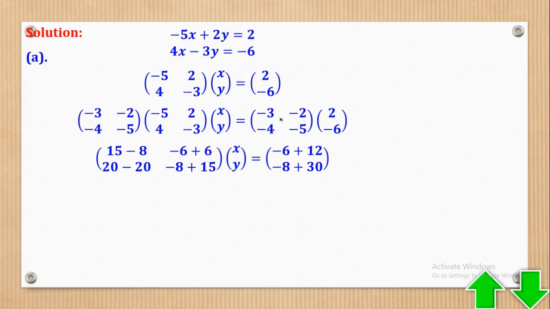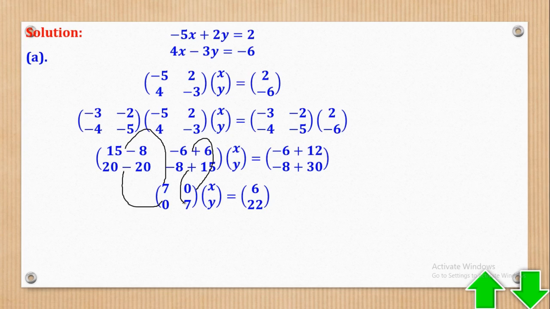Then also for this side, it will be row by column. So row by column, this with that gives me negative 6 plus 12, and this with this gives me negative 8 plus 30. So next is to simplify. For example, 15 minus 8 is 7. Negative 6 plus 6 is 0. 20 minus 20 is 0. And this is 7. So I think you realize that after simplifying, the entries in the major diagonal are the same, so they have to be the same. If they are not, then it implies that there was a mistake in your multiplication. Then for this side, this gives me 6 and this gives me 22.